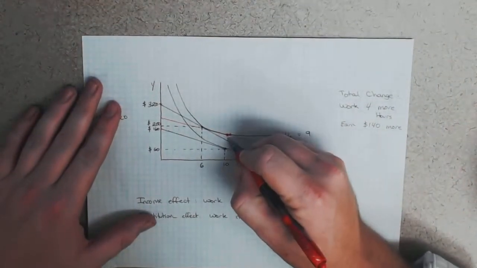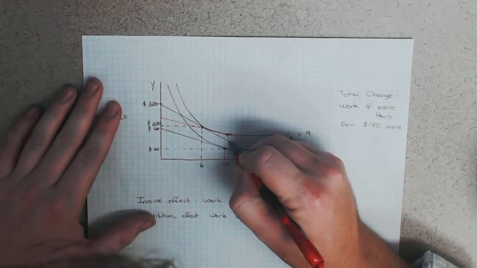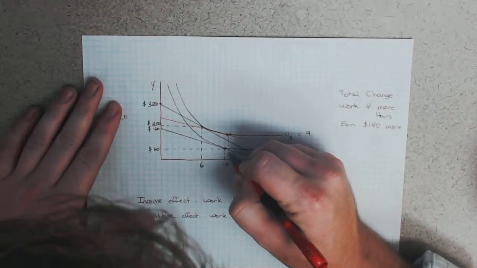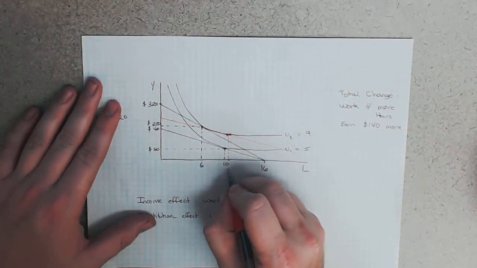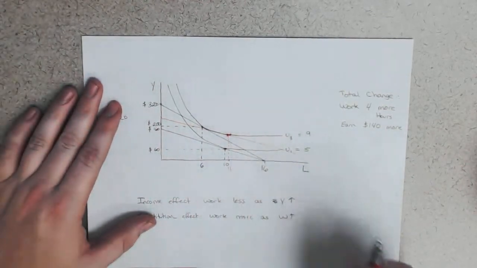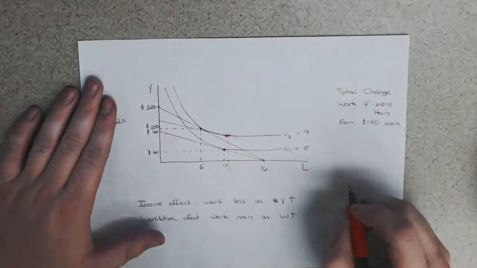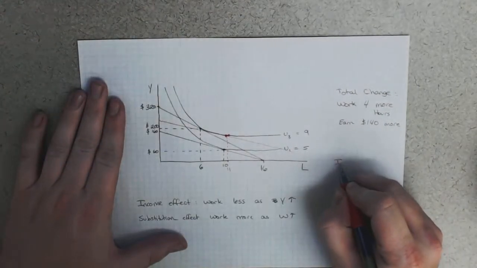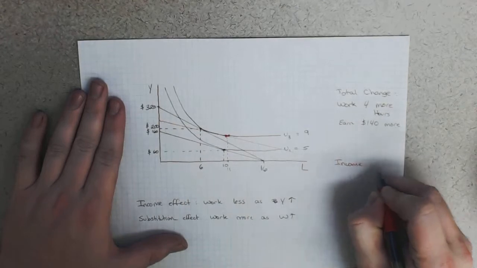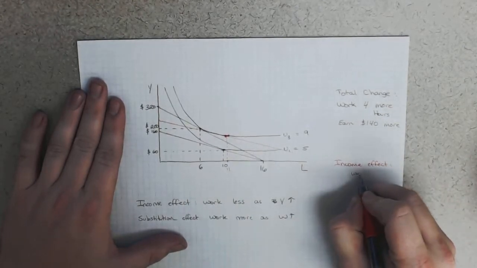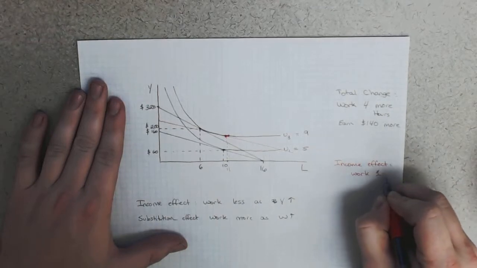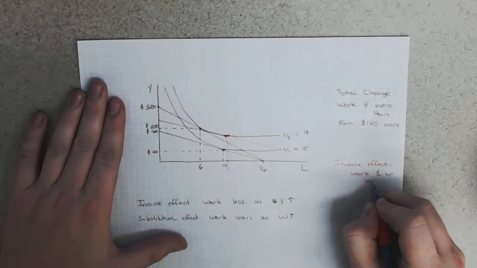Here, just because I've drawn these so loosely, the income effect suggests that this person might work, let's say, 5 hours. So they have 11 hours of leisure. So here, the income effect is to work 1 hour less.